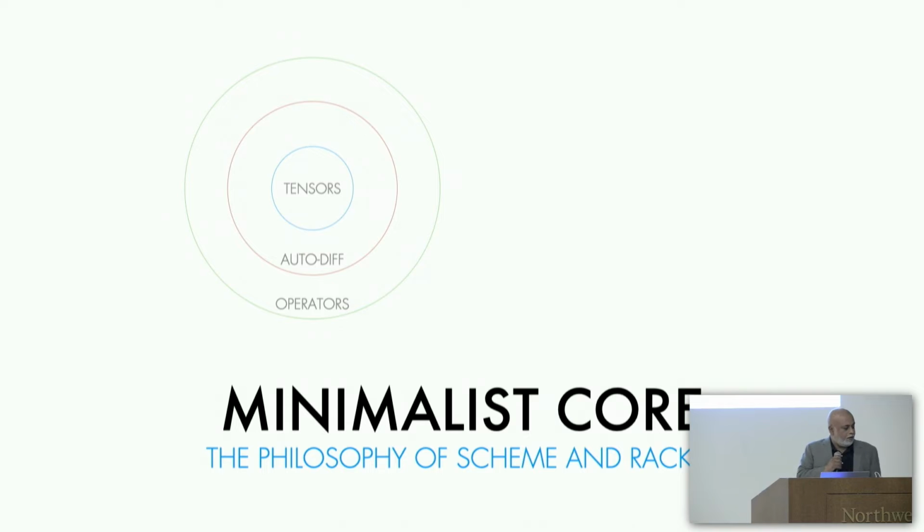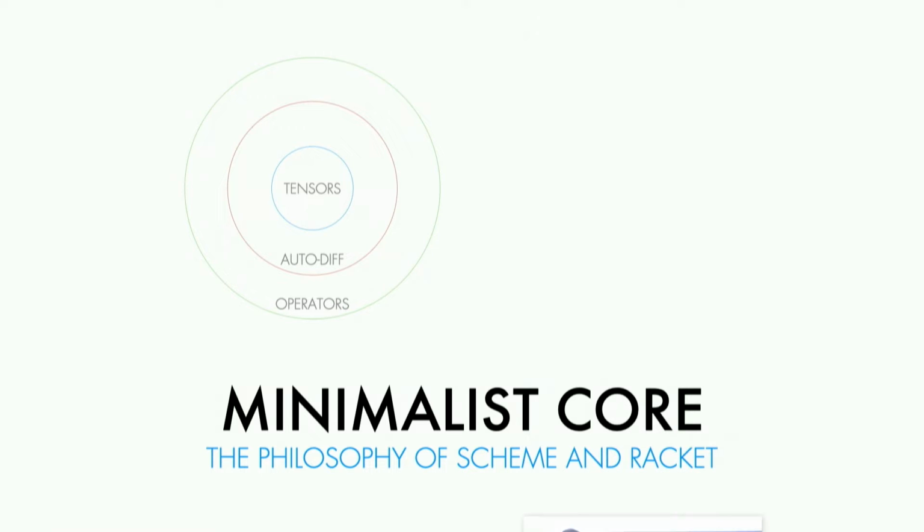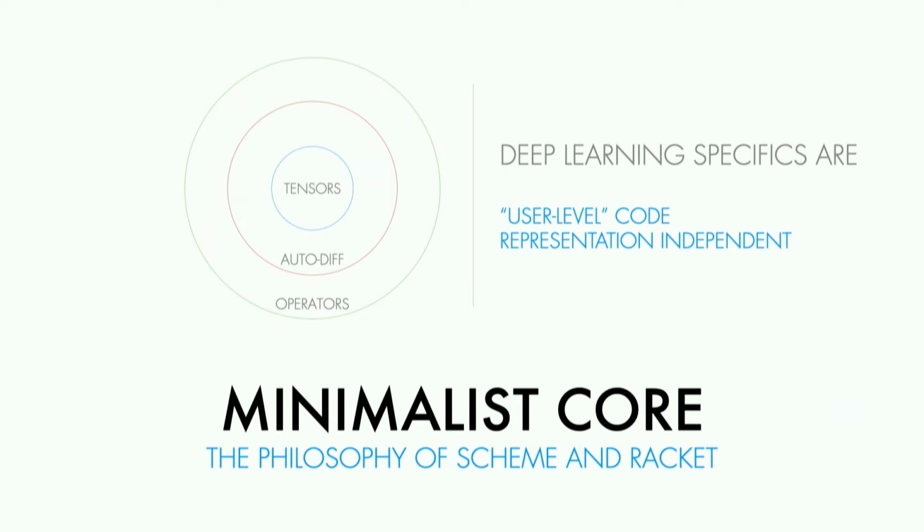So, how does it actually work? What we have is a minimalist core. And that core consists of three parts. An implementation of tensors. Now, I'll talk a little bit about what tensors actually means in case you haven't heard the term before. There's automatic differentiation. And there are operators or primitives, things like sum and square that we saw in the beginning over there. Okay. And everything that has to do with deep learning is actually user-level code. And it is pretty much representation independent. So you write it once and you forget about it.